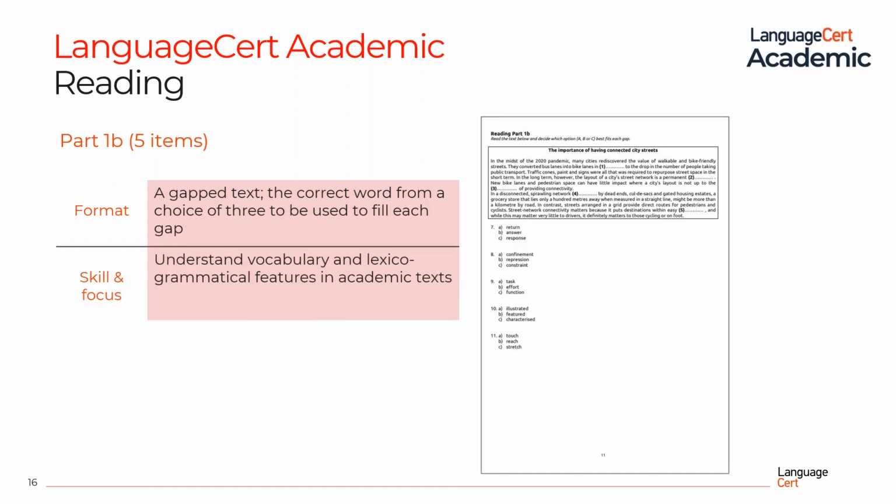In Part 1B, candidates are required to read a text and complete 5 gaps with the correct word from a choice of 3 for each gap. What is being assessed here is the ability to understand vocabulary and grammatical features in academic texts.